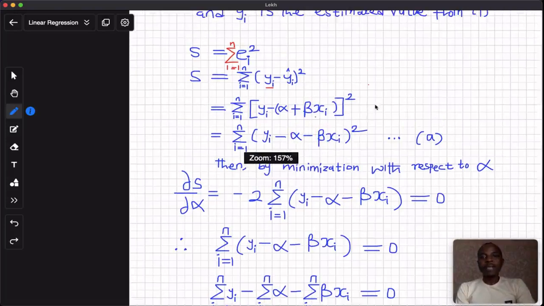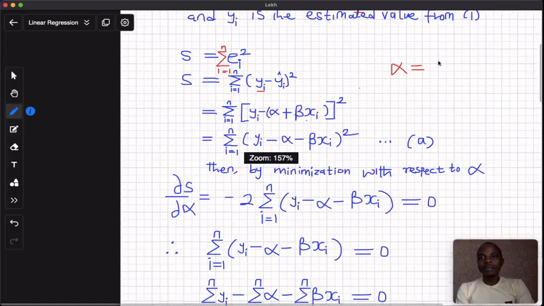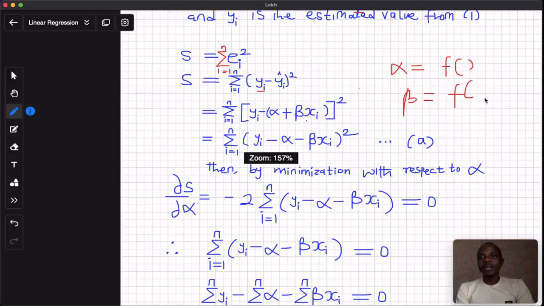So an estimator is just like an equation that results in a value when you evaluate it. So, for instance, if you have an estimator for alpha, it is a function of something, and that of beta also is a function of something, actually x and y, a function of x and y.